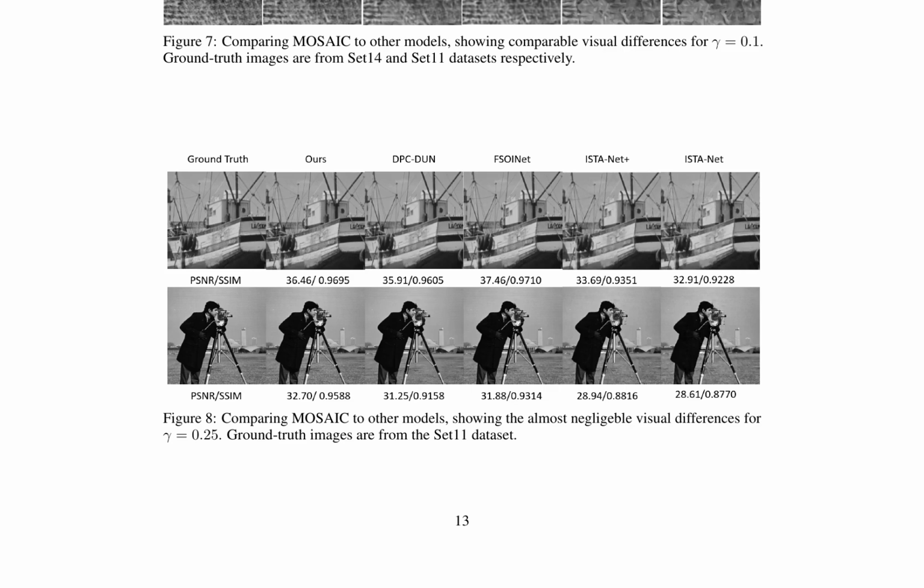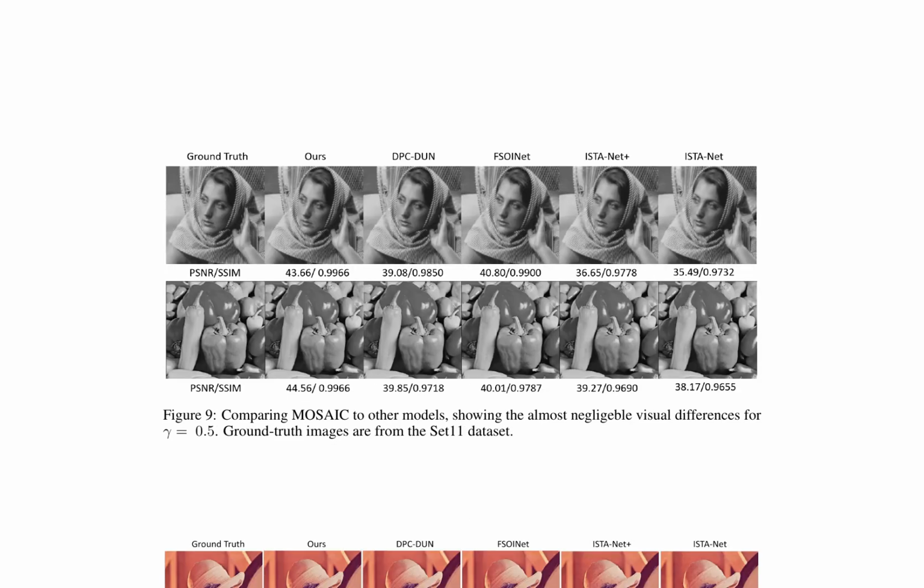In both cases, the ground truth images are sourced from the Set 14 and Set 11 datasets. Figure 9 continues this trend, illustrating the negligible visual differences between the models when gamma equals 0.5. This further supports the notion that the proposed model performs well in terms of visual quality and fidelity, especially as the parameter value increases. Figure 10 introduces a 3-channel visualization for gamma equals 0.1, providing a more detailed comparison between the models. This visualization highlights the differences in color and texture across the models, with the ground truth images sourced from the Set 5 and Set 14 datasets.